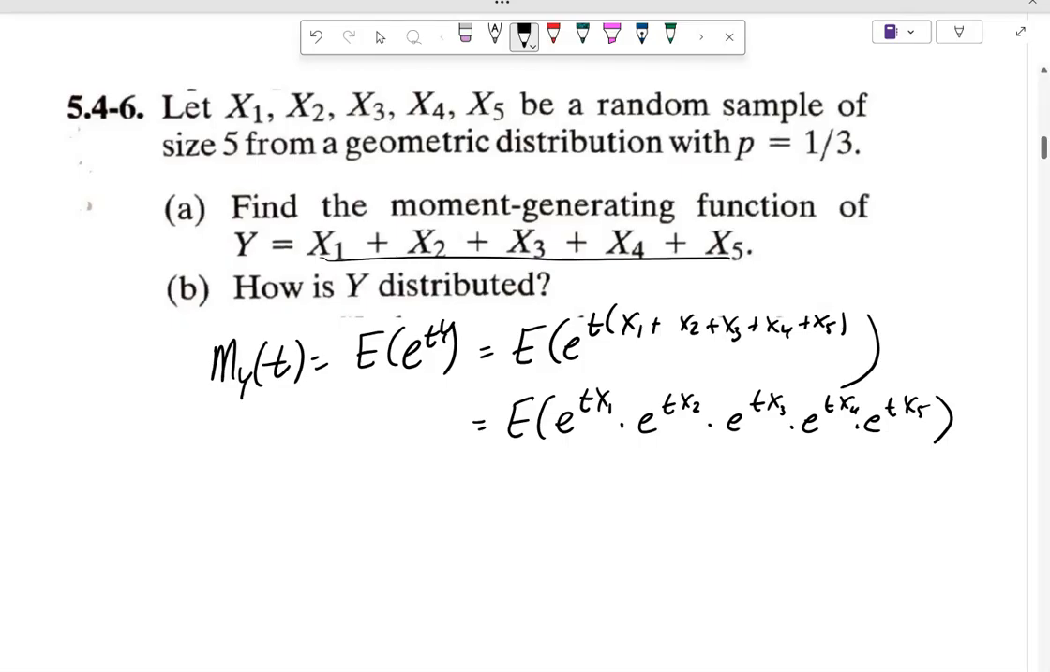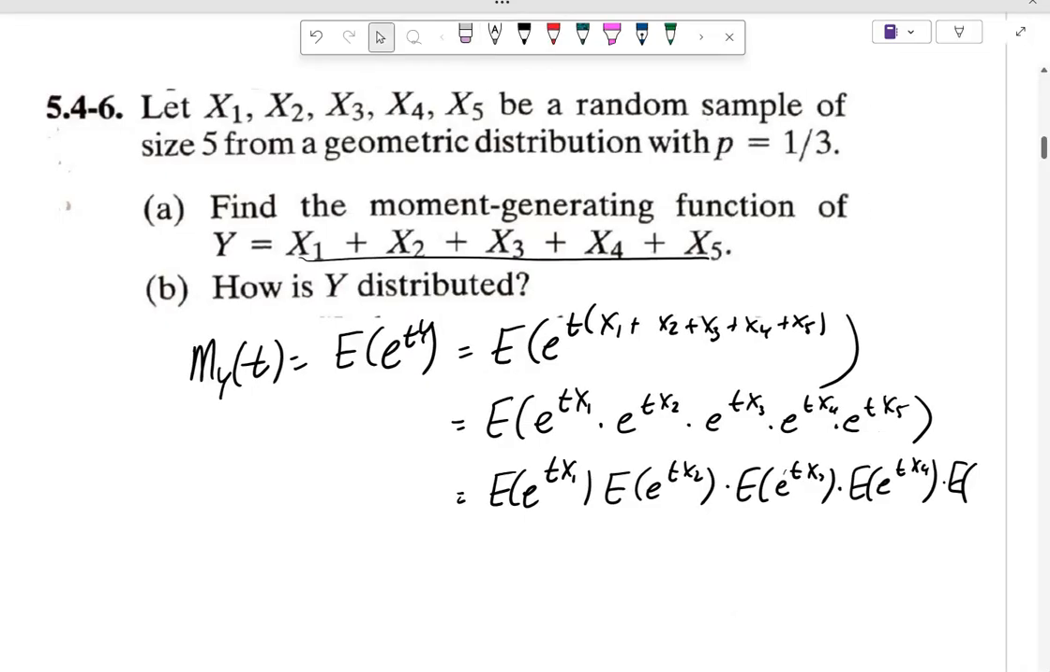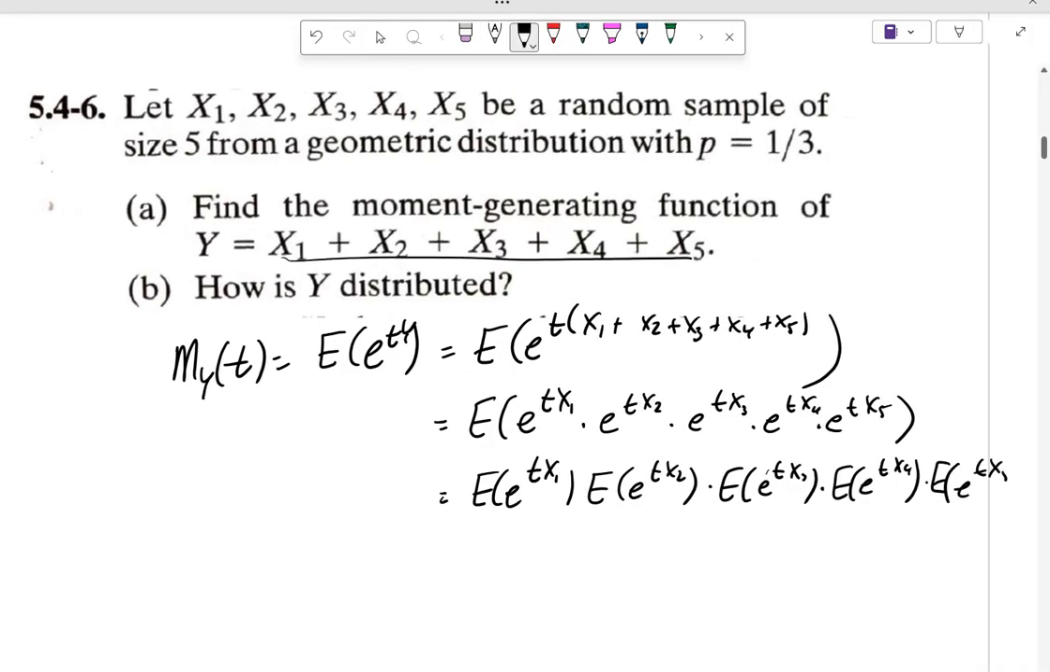Why do I know it's independent? What's telling us that it's independent in this case? Random sample. Good. The random sample is telling us that we have independence, right? So since we have independence, we can break this up. This is why I'm telling you you don't have to write this out every time. And now each of those is a moment generating function, right?